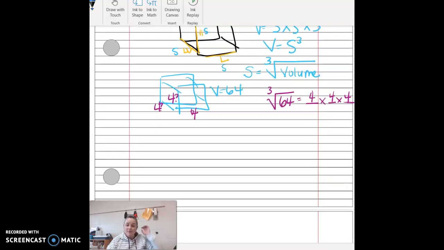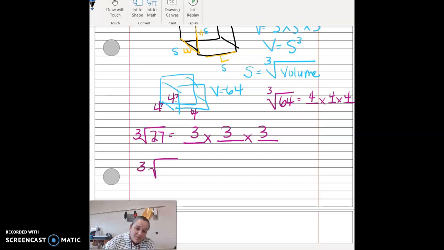Because 4 times 4 is 16, times 4 is 64. So I'm looking for a number you can multiply by itself 3 times. If I give you the cube root of 27, I'm looking for a number you can multiply by itself 3 times to get 27. Well, 1 times 1 times 1 is 1. 2 times 2 times 2: 2 times 2 is 4, times 2 is 8. No. 3 times 3 is 9, times 3 is 27. Oh, there we go, 3 times 3 times 3. So the cube root of 27 is 3. If you've got a cube whose volume is 27, the side length has to be 3.